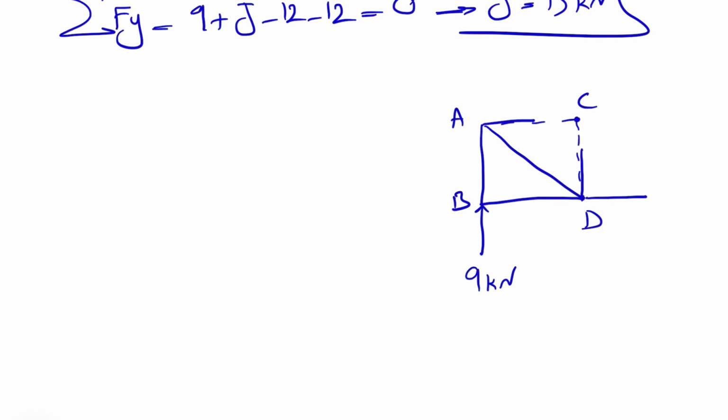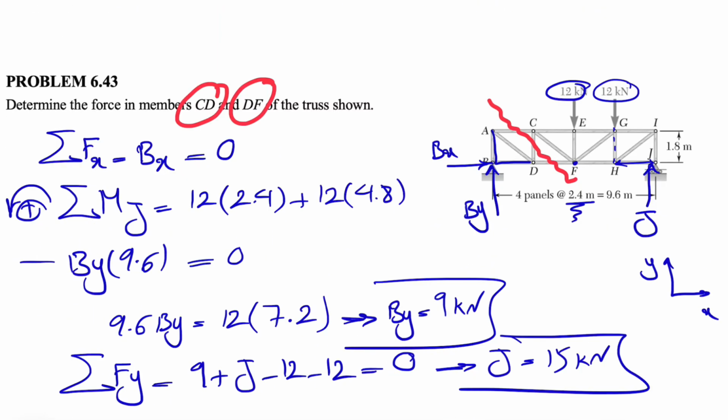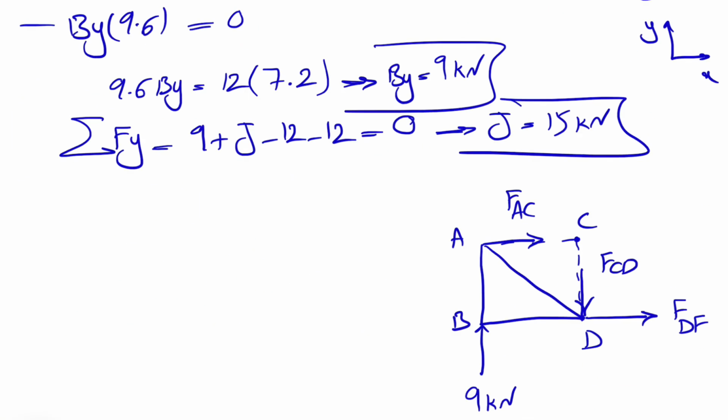Since the 9 kilonewtons is upward, the only y component that we have is this force, which is FCD. This has to be downward in order to cancel out the 9 kilonewton. And regarding the direction of the other two, we can just pick one direction for now and we'll figure it out later. If we get a negative sign later, we'll figure out the direction. So this will be FDF. Again, these are the members that we have to figure out. Actually, this is down.